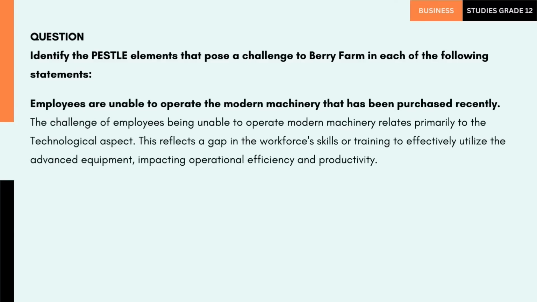1. Employees are unable to operate the modern machinery that has been purchased recently. The challenge of employees being unable to operate modern machinery relates primarily to the technological aspect. This reflects a gap in the workforce's skills or training to effectively utilize the advanced equipment, impacting operational efficiency and productivity.